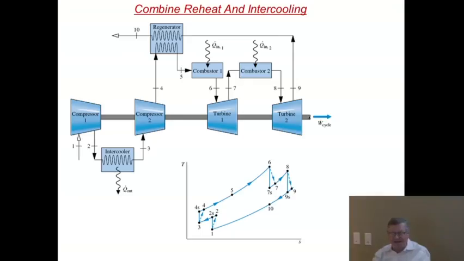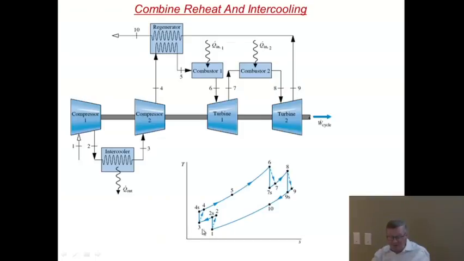Now, a combined cycle uses all of the above. You can have two compressors with an intercooler in between, two-stage compression with an intercooler in between. After compressor 2, you use a regenerator. You then go into a first combustor. Then you use the reheat in a second combustor. Then you have a second turbine, and you go 9 to 10.